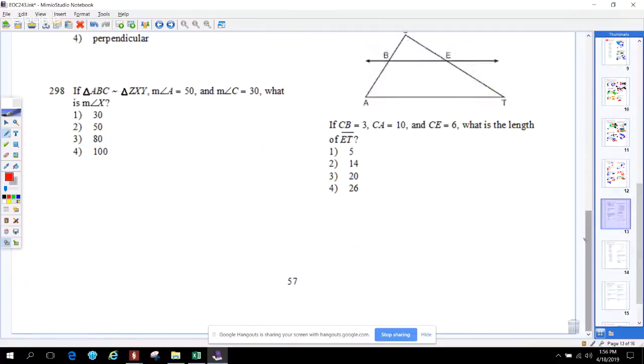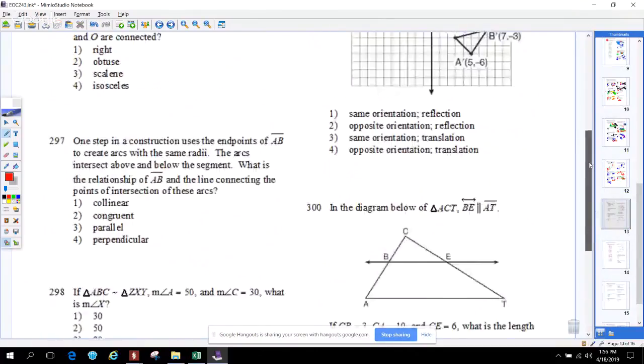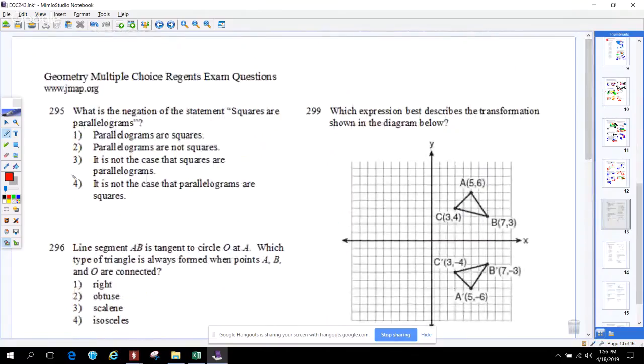Okay, 13. Oh, we're almost on the last page. Hey, 295, you can cancel out. We don't do negations here.